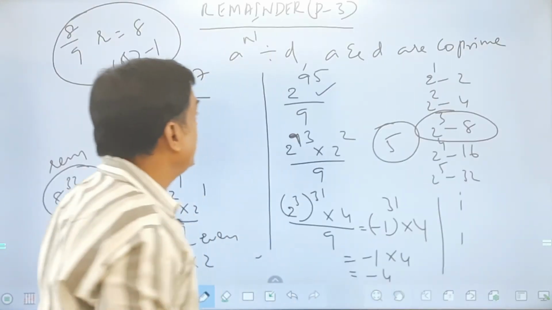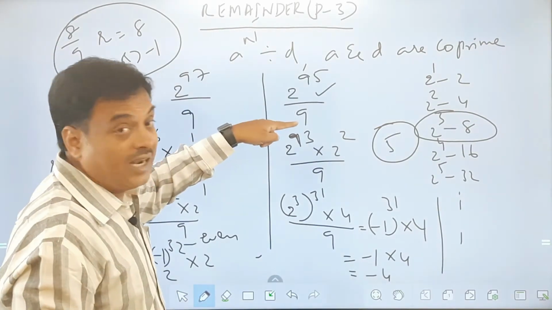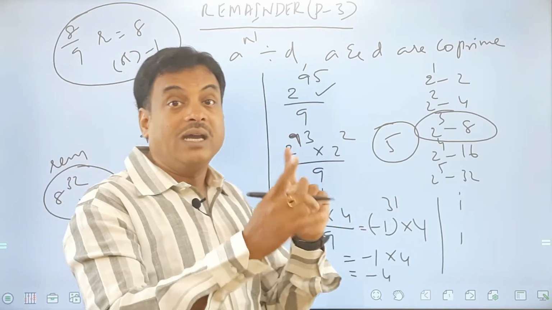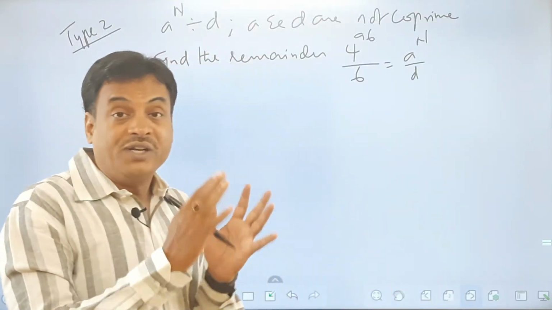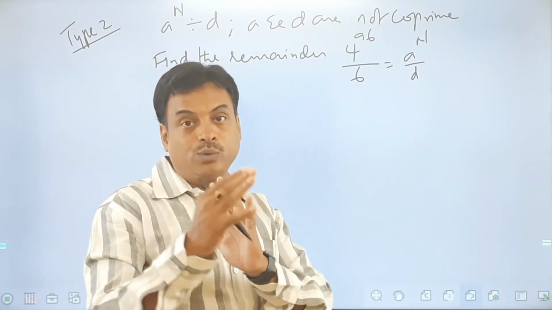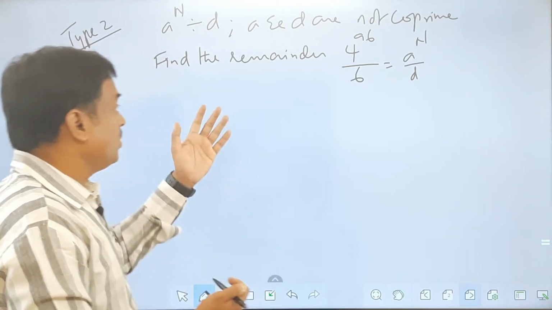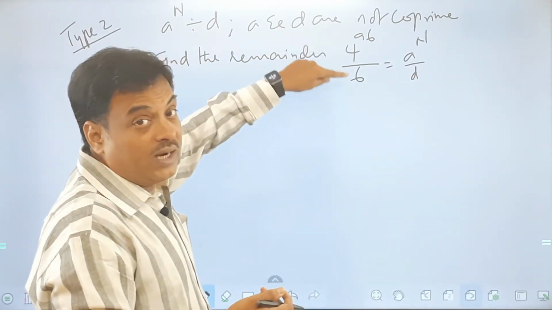If you look at type 1 questions here, 2 and 9 both are co-primes, and see my previous examples also where a and d are co-primes. That is called type 1. So you need to know how we differentiate between type 1, type 2, type 3 and what we need to apply at that time. Correct? So here what I do now, I'll try to make 4 and 6 co-primes.